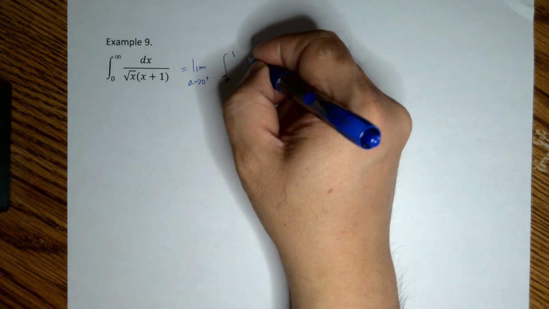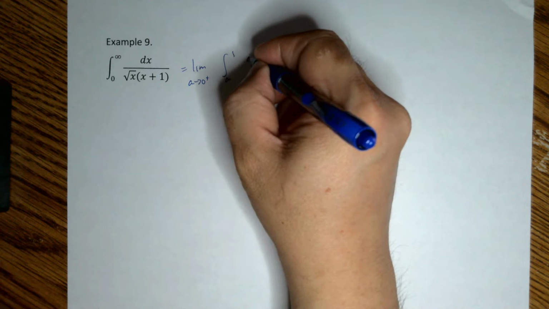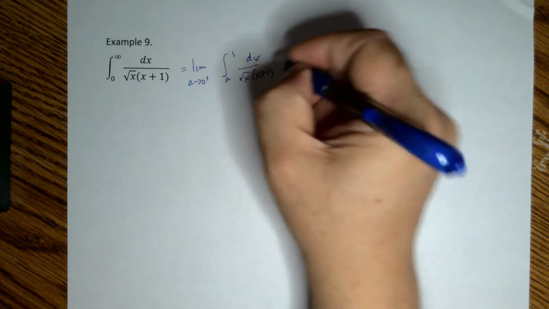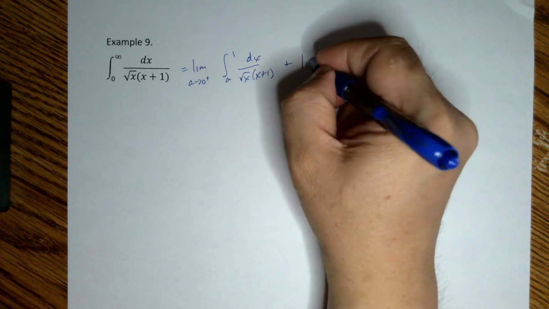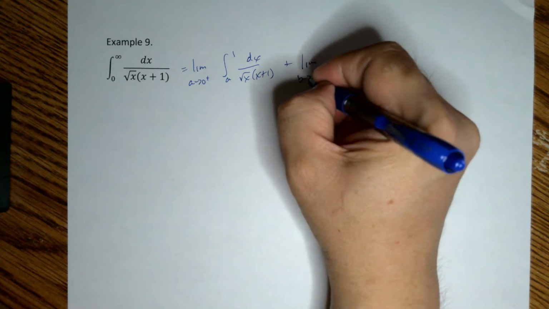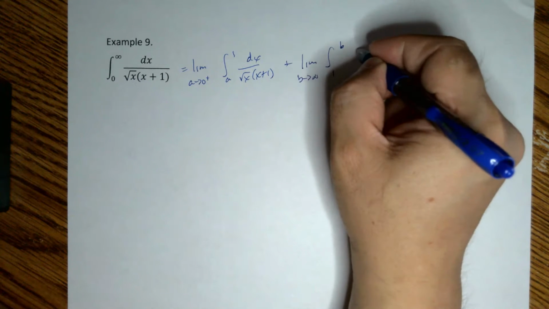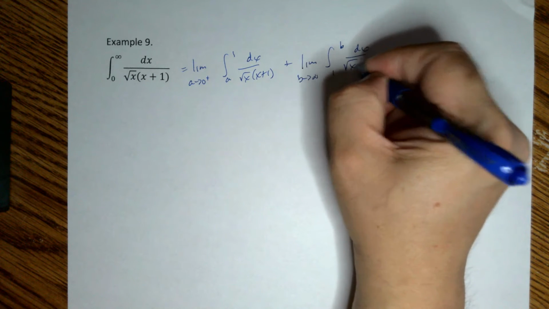So we want to rewrite it separately. Integral of dx over square root of x times x plus 1, plus the limit as b goes to infinity. So now we're going from 1 to b, dx over square root of x times x plus 1.